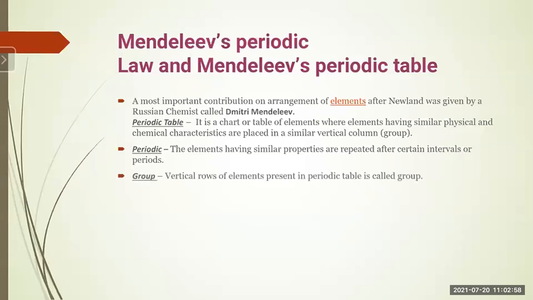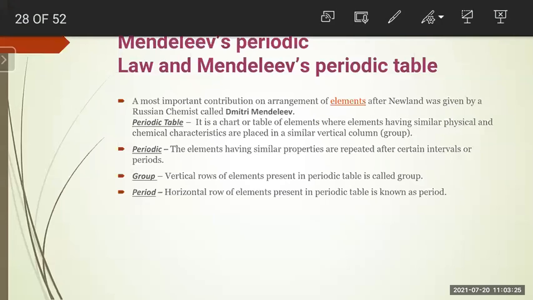Then group: vertical rows of elements present in the periodic table are called the group. Then what is the period? Horizontal rows of elements present in the periodic table are known as period. Remember this thing. We often use the words group and period. Group: vertical rows of elements present in the periodic table. Period: horizontal rows of elements present in the periodic table.